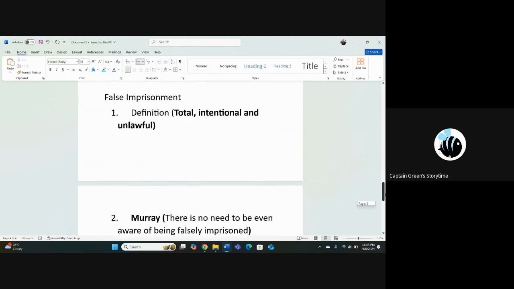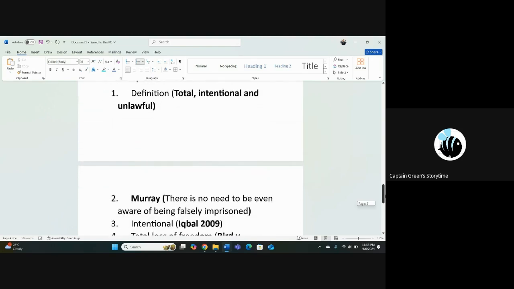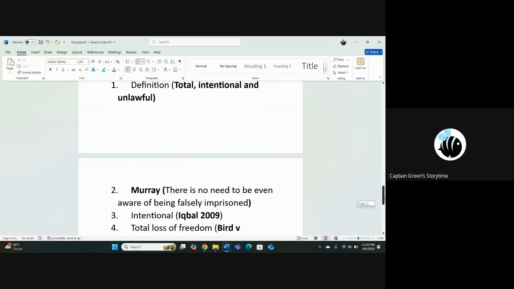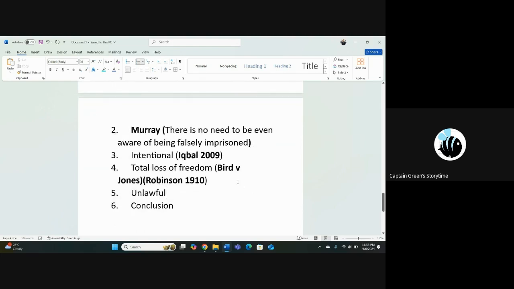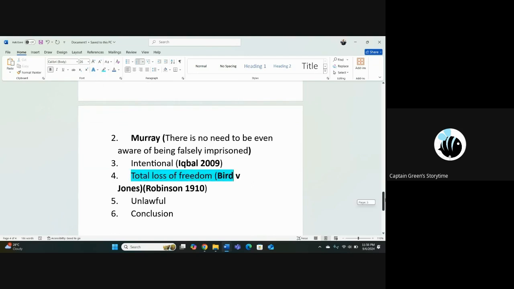Thus, we studied false imprisonment. We studied that first of all, we will write the definition. Then we will use the case of Murray. We should also state the case that it was intentional or not intentional. We should then come towards the total loss of freedom. Again, it is the most important element. I am again highlighting it.